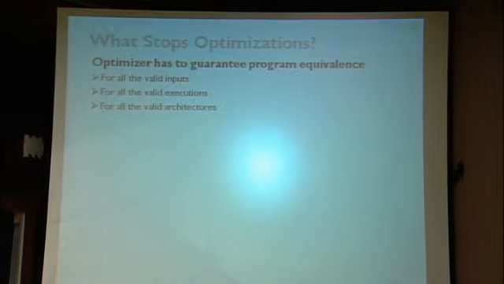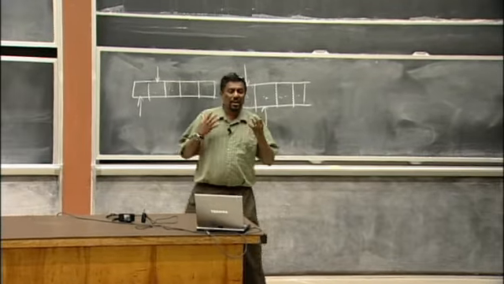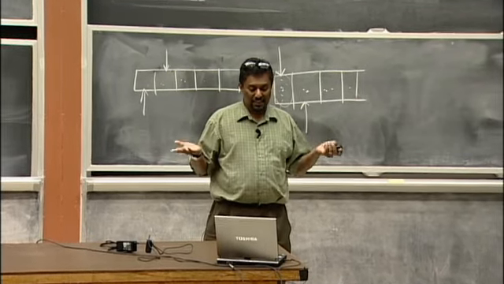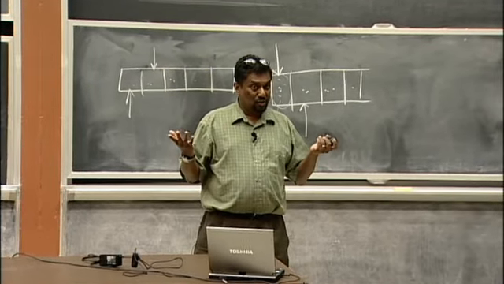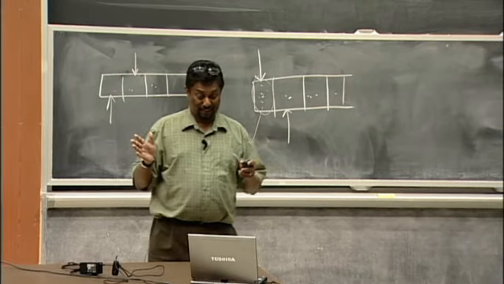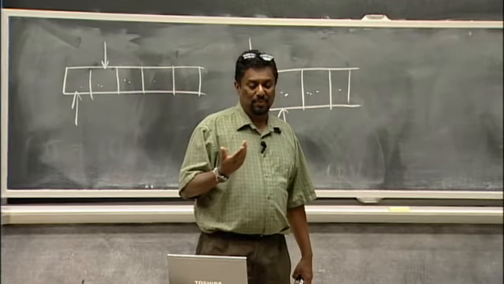The key thing is you have to guarantee when you optimize that the programs are equivalent from unoptimized to optimized for all the valid inputs, all the valid executions, and all valid architectures that you are supposed to run. You have to do the same thing, otherwise it's not a good optimizer if it does different things to code. So there are a lot of things that mean you have to be very conservative in many cases.